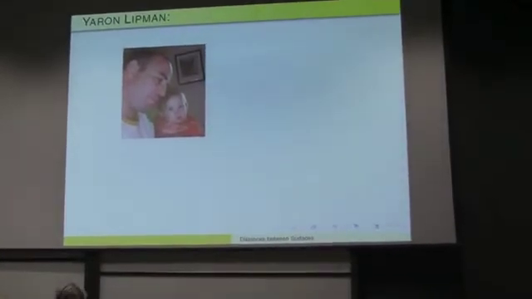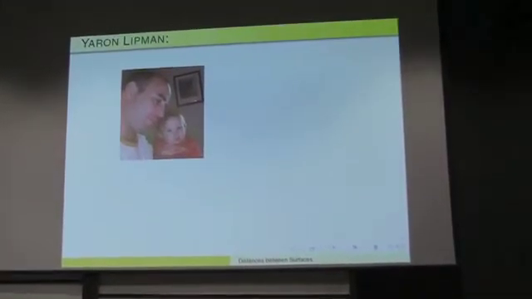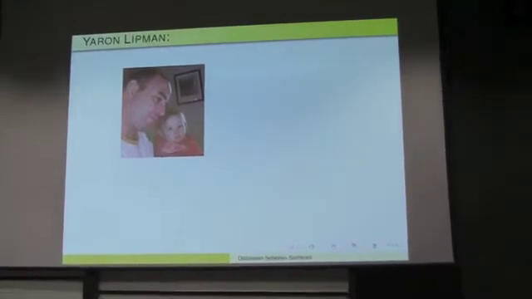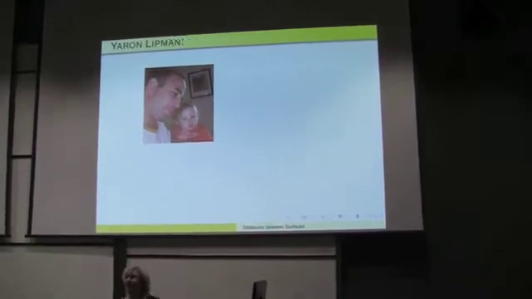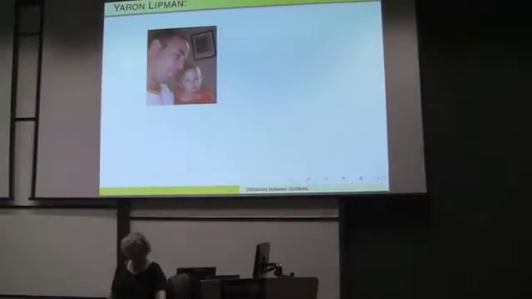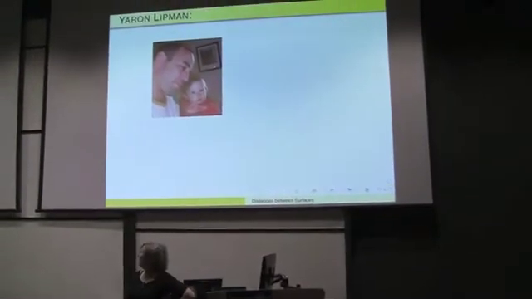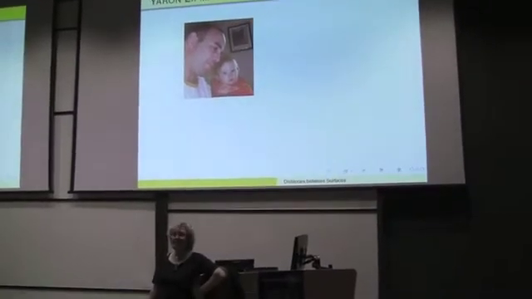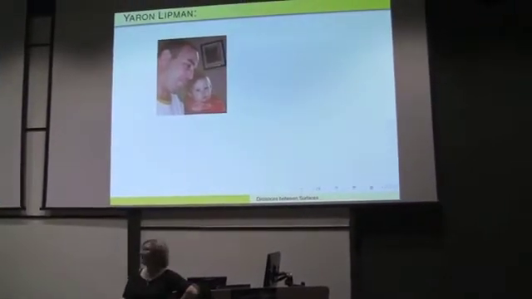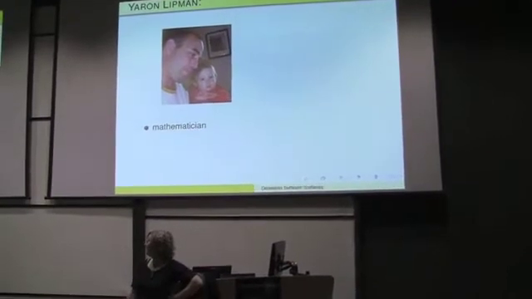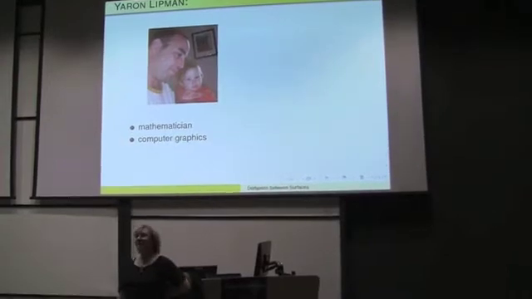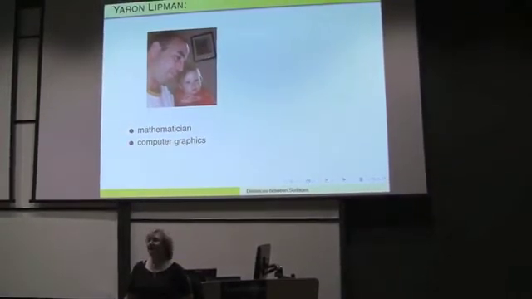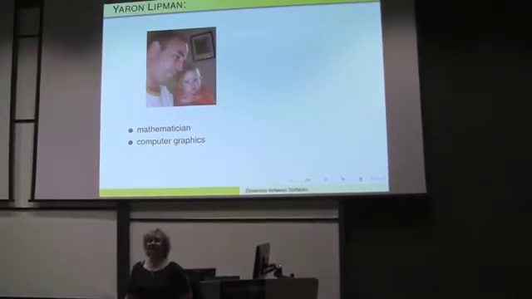Most of it, well, all of it, is joint work with many people, but the person with whom I've worked most on this is Jeroen Lipman, who, when this picture was taken, was a postdoc at Princeton. That little baby is now this toddler. He is now an assistant professor at the Weizmann Institute. He is a mathematician who is an expert in computer graphics.